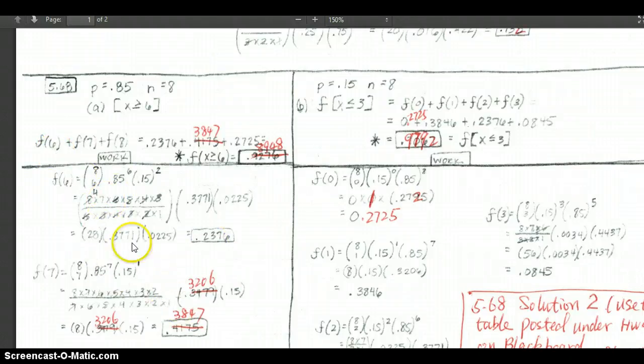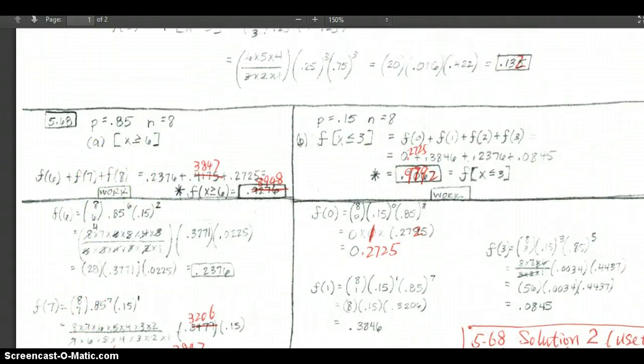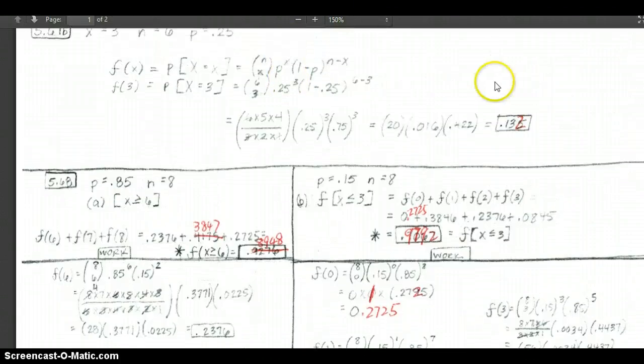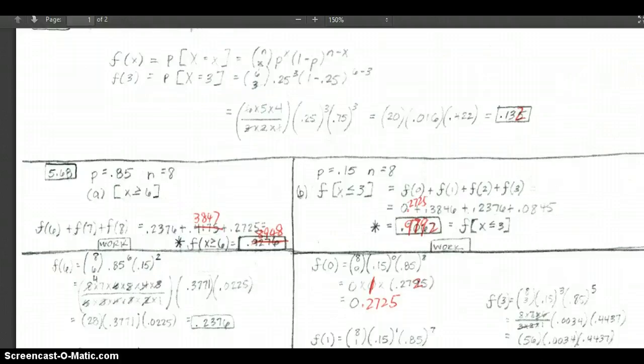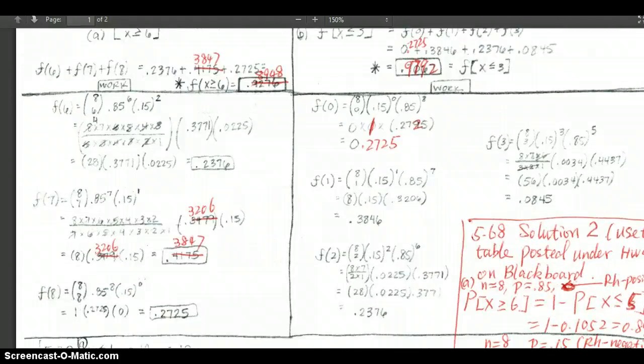And then for 7 people, we use the formula again, because capital X equals 7, so little x equals 7. We use the formula one more time: n choose x times p raised to x times 1 minus p raised to n minus x. So we plug in: 8 choose 7, p raised to the 7th, and q, 1 minus p, raised to the 1st. And then we do it for little x equal to 8.